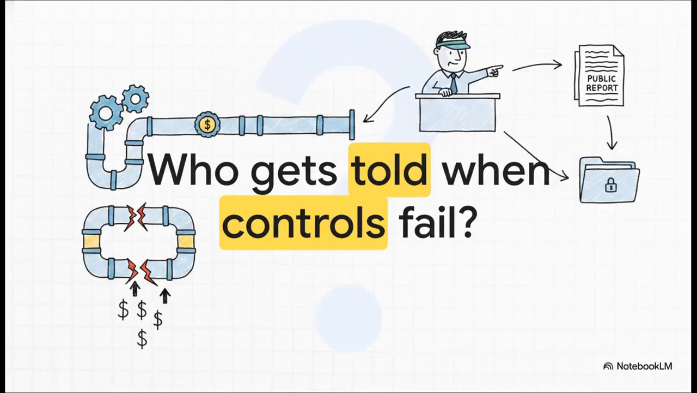Okay, let's kick things off with a pretty critical question. What actually happens when an auditor finds a crack in a company's financial plumbing? I mean, do they run straight to the CEO? Do they blast out a public report? Or do they just make a quiet little note in their files and move on? Understanding exactly who gets told what and when they get told is literally the heartbeat of Standard on Auditing 265.